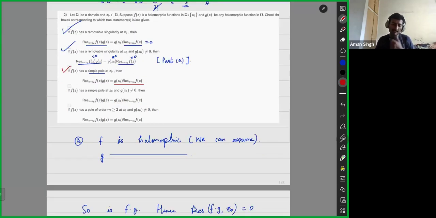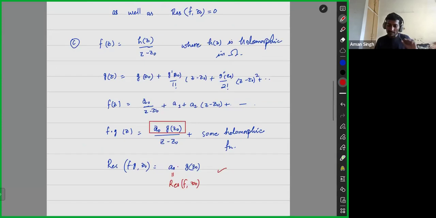If you have any doubt, you can ask. Otherwise, we'll see the next option in the same fashion. If f(z) has a simple pole at z naught and g(z naught) is non-zero, then the same equality they are talking about. Whether g(z naught) is zero or non-zero doesn't matter. You see in the proof, if it was zero, what would have been the difference? There would have been no difference. In that case, there will be no negative term, and this will be zero. So this is true either way.